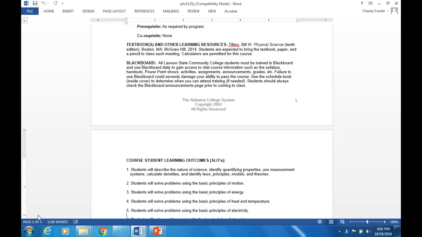Okay, now this next paragraph, they say we can't touch it. Okay, I don't like many things in it. I'll also say community college students must be trained in Blackboard and use Blackboard daily to gain access to vital course information such as the syllabus. And y'all are going to read the syllabus every day, aren't you? Oh, yes. Saturdays and Sundays included, right? I'm kidding, okay. I'm making fun of them, okay.